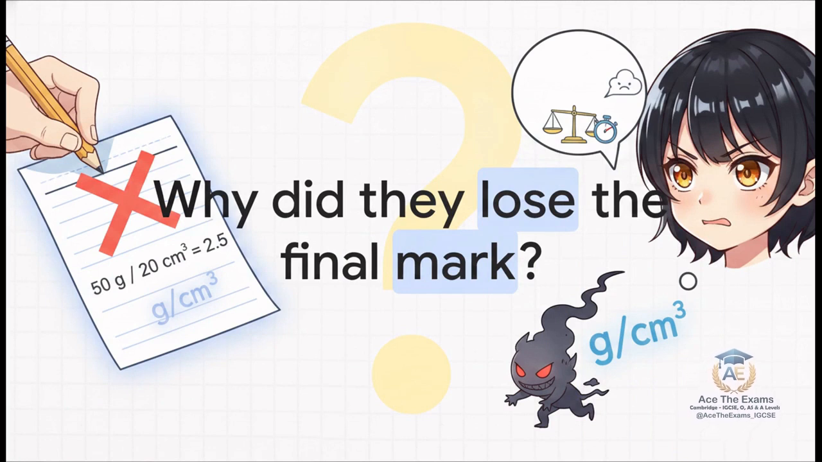Think about a standard calculation for finding density. Say the mass is 50 grams and the volume is 20 cubic centimeters. 50 divided by 20 is exactly 2.5, right? The math is completely flawless. So why on earth did this student just lose the final mark on the paper? Well, it's because of the silent killer of physics grades, the missing unit. Without explicitly writing grams per cubic centimeter, that 2.5 means absolutely nothing to the examiner. It's just a random number floating around in space.